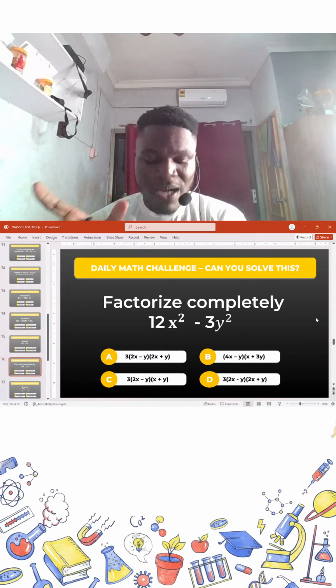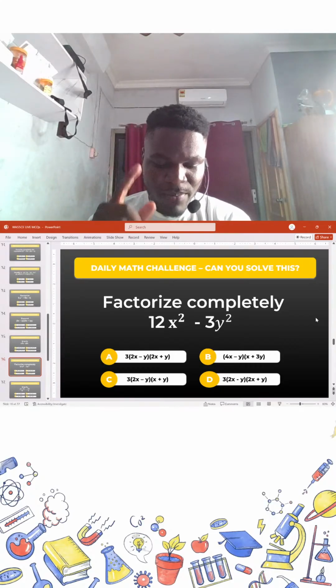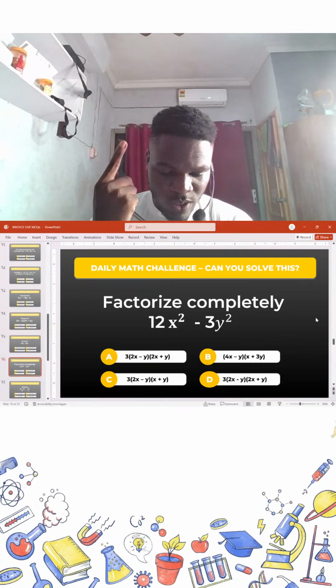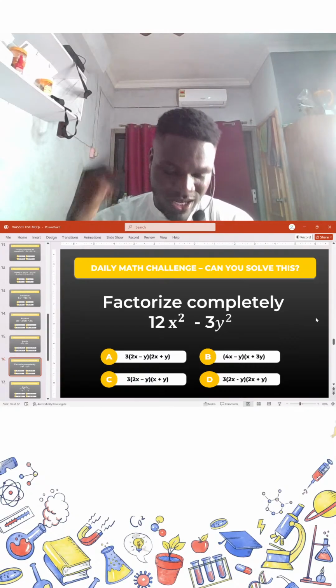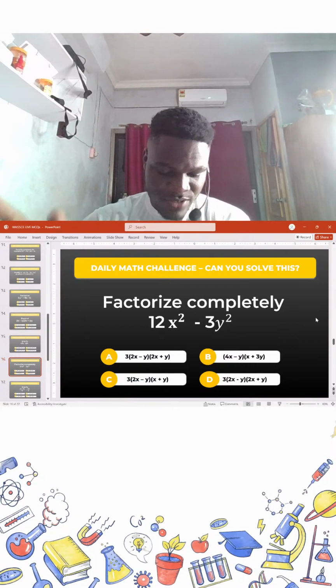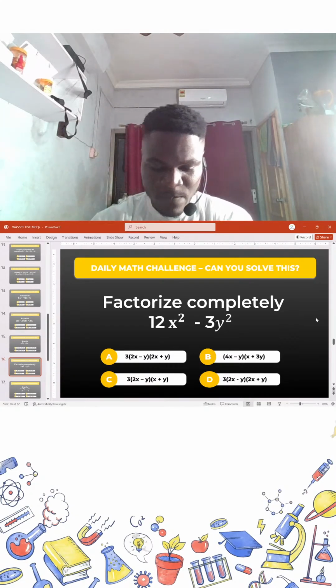If you expand that bracket back, 3 multiplied by 4x squared will give us 12x squared, minus 3 multiplied by y squared gives us 3y squared. So we've not done anything to the expression. We've just broken it down.